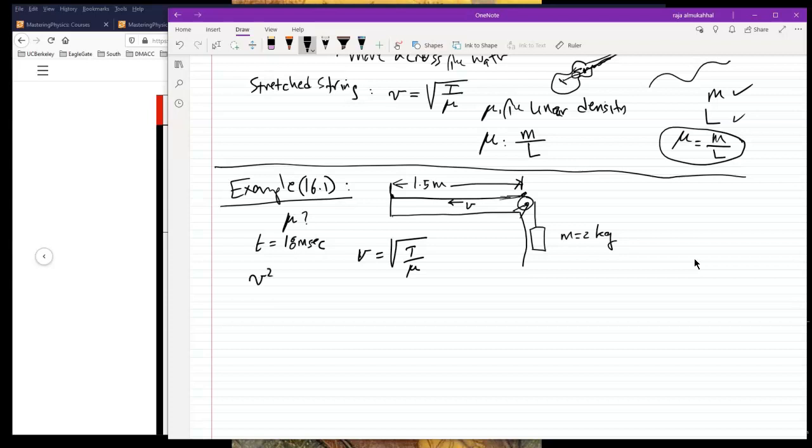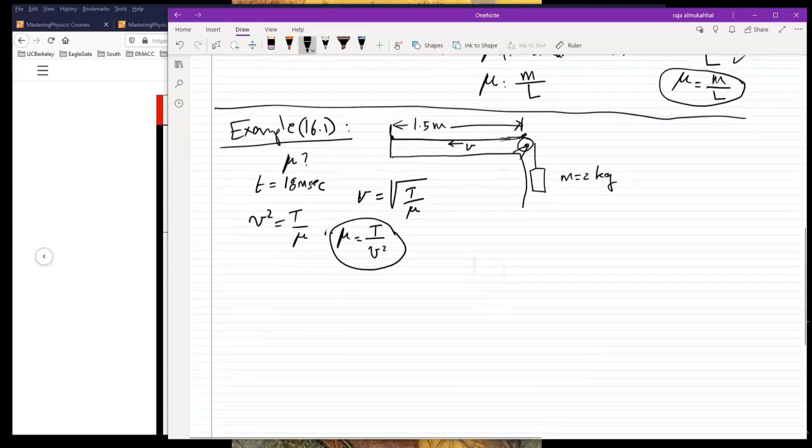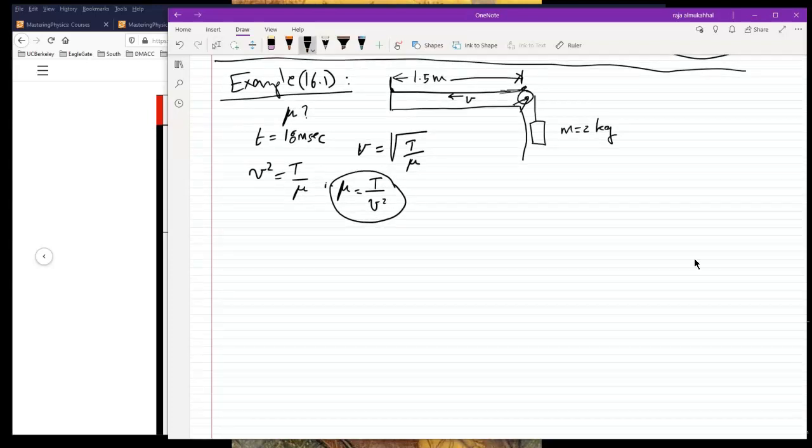So that will be v squared equals T over mu. And therefore, mu is equal to T over v squared. There it is, okay? So in this case, I need to know what the tension is and what the velocity is, correct? To do that, let me get the tension first. The tension is caused by the weight of the block, this block right here, right? So I can just use Newtonian law. Of course, everything is in a static situation in equilibrium.